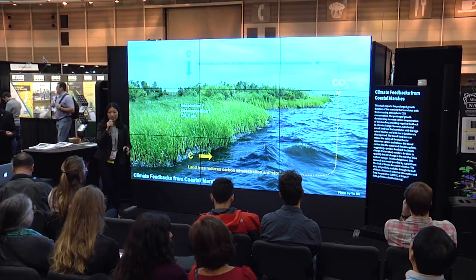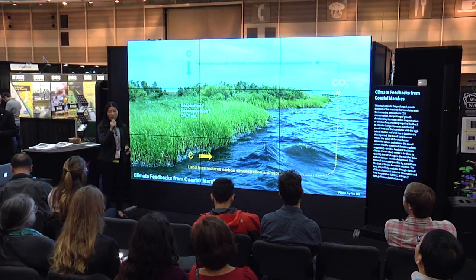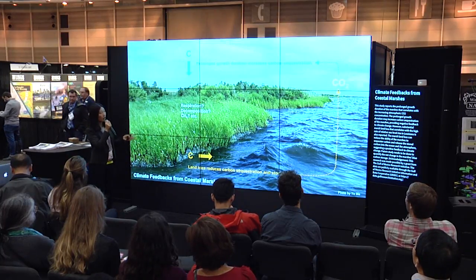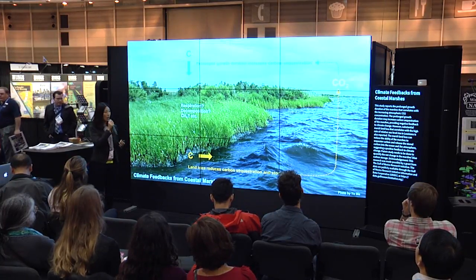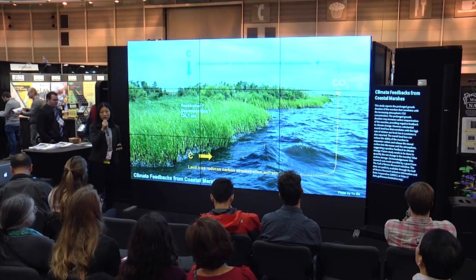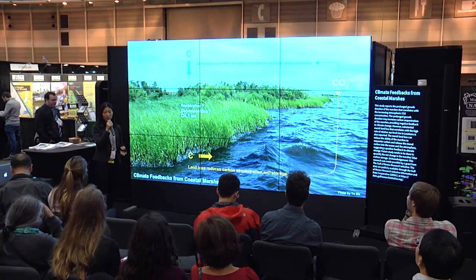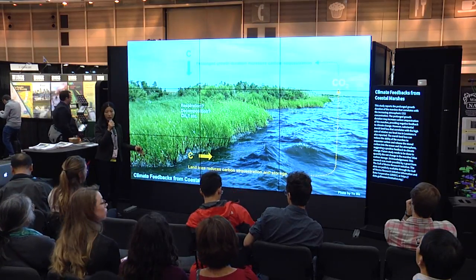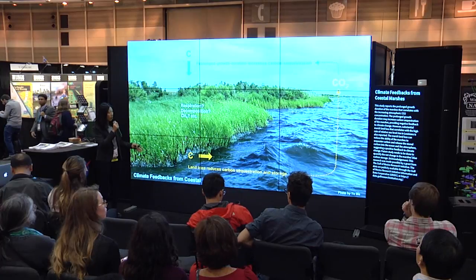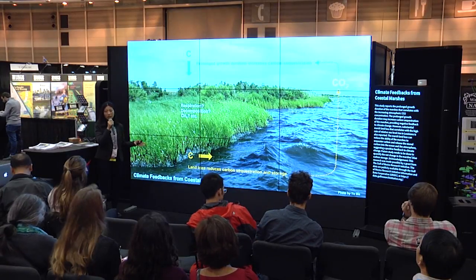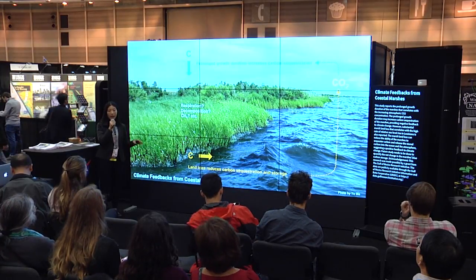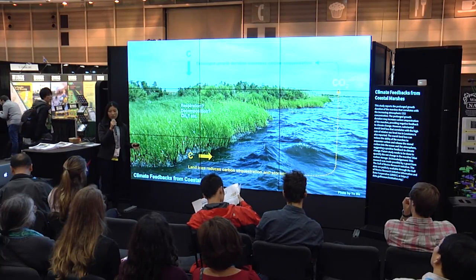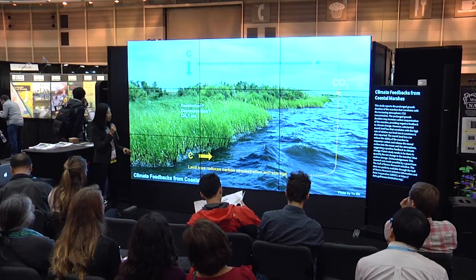So to sum up, this study found that the marshes in Louisiana are providing feedback to the changing climate. The prolonged growing season of the marshes might increase their CO2 uptake from the atmosphere, so this is a negative feedback to the changing climate. And the marsh area loss will reduce the marsh's ability to take up carbon, and also might cause the carbon that is already stored in the system to be released back to the atmosphere. This is a positive feedback to climate change.